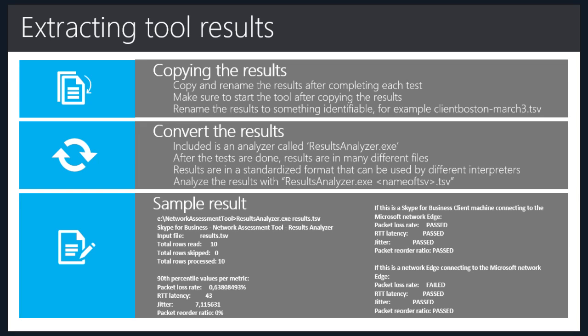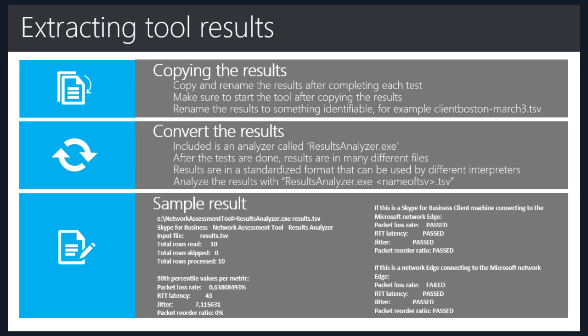That way, you've got a nice baseline of how the network will react without traffic and how the network will react with traffic. Once you have the result, after each test, copy the results out to a central location and rename them. Then convert the results. We've included a tool called resultsanalyzer.exe. You can enter the name of the TSV, and a TSV is a tab-separated value file, and then you get a sample result as below. As you can see, I ran this against 10 results in my results file, and if you want, you can create your own queries and your own nice graphs for this TSV file.